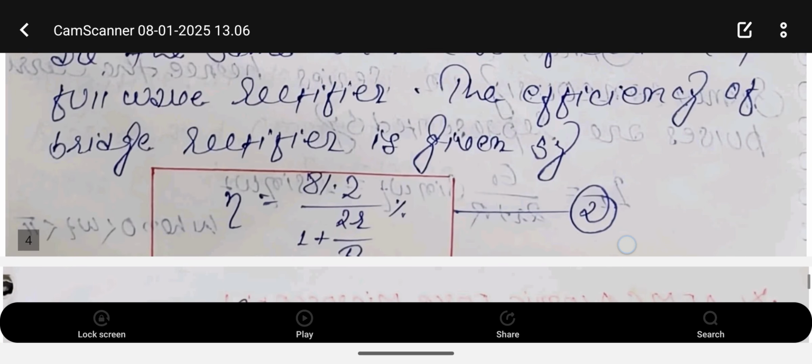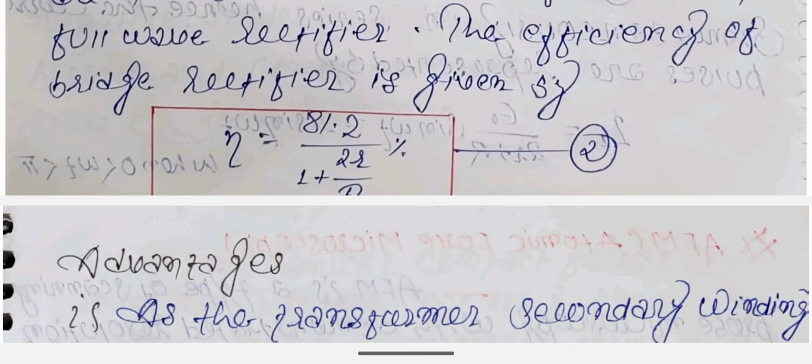Friends, this equation is 81.2 divided by 1 plus 2r by R. There, r is the dynamic forward resistance and R is the load resistance, friends.